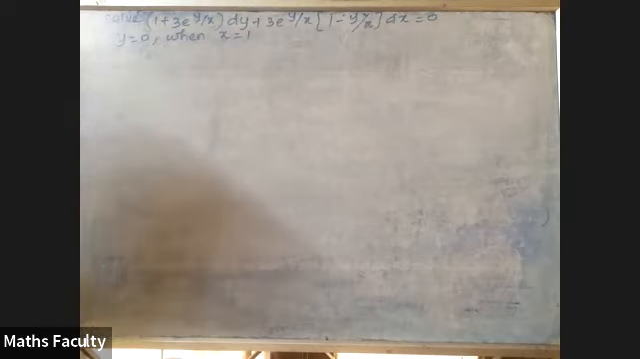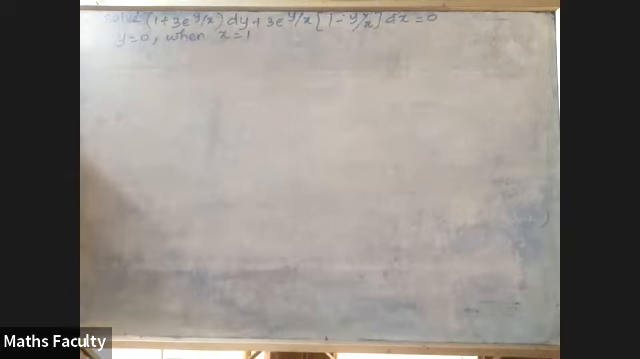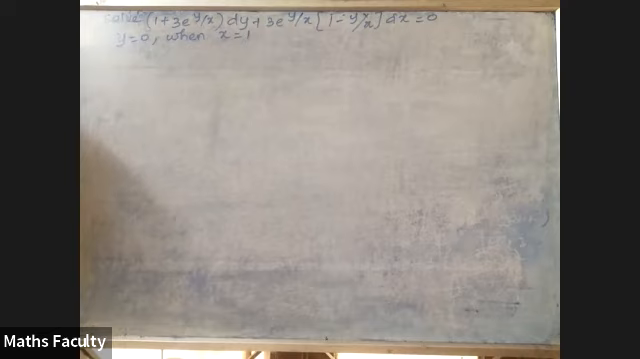Don't copy it now. Please listen, then I'll give you time to take down the problem. It is given that the values are also given. When x equals 1, y equals 0, what is the solution?